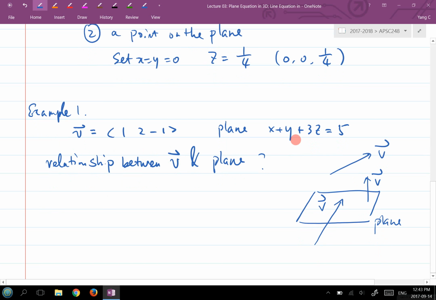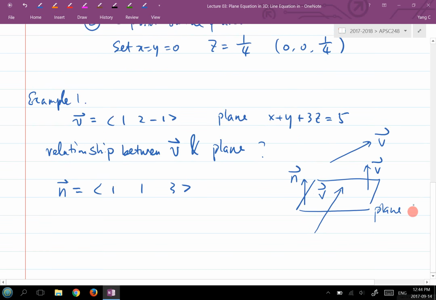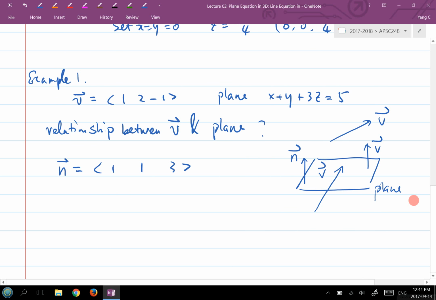So before we move on, as I suggested, if I give you a plane, what's the first step we can do? We can write down what? The normal vector to the plane, right? So the normal vector to the plane is (1, 1, 3). And you can pick a point in the plane, but in this case it's actually not necessary. The normal vector is all we need to determine the relationship here.